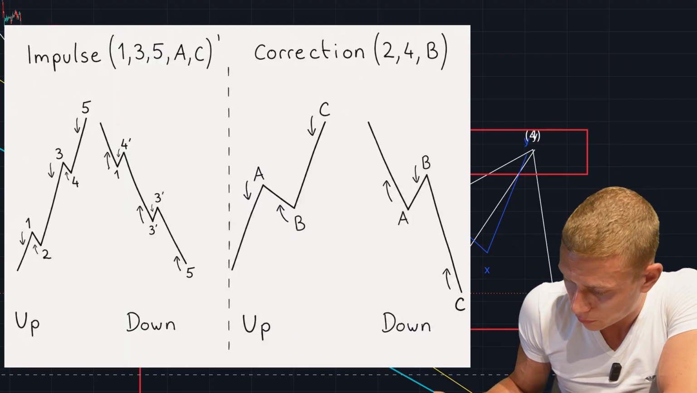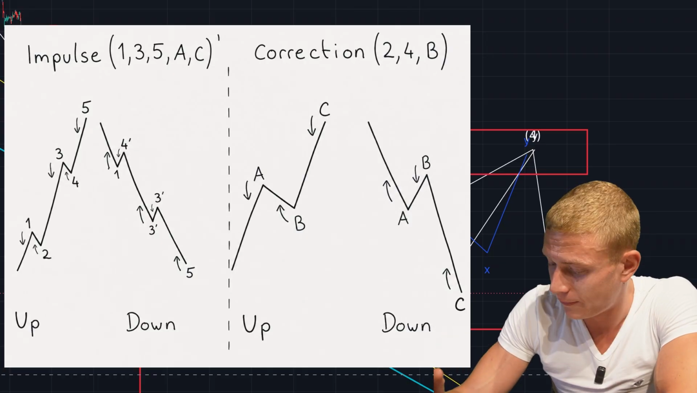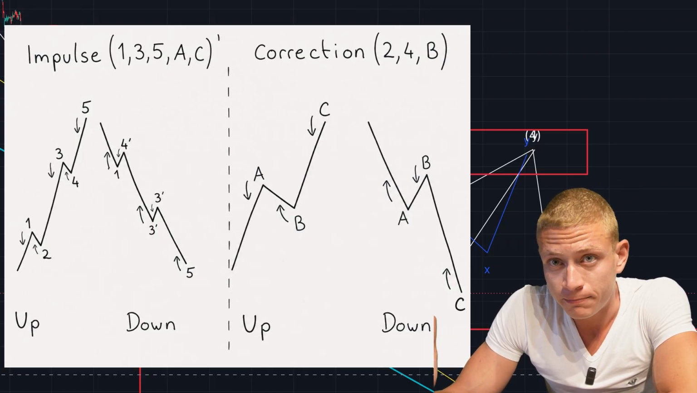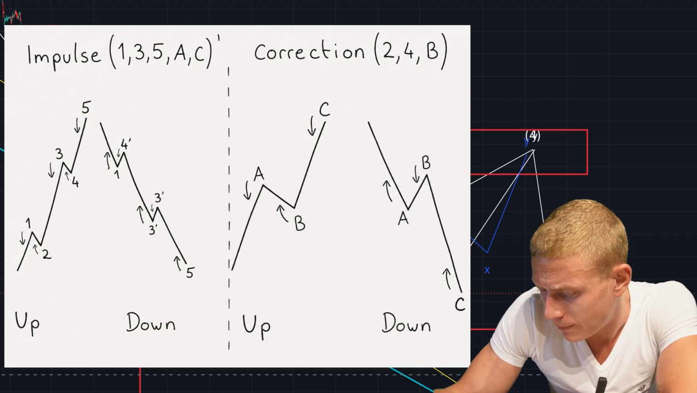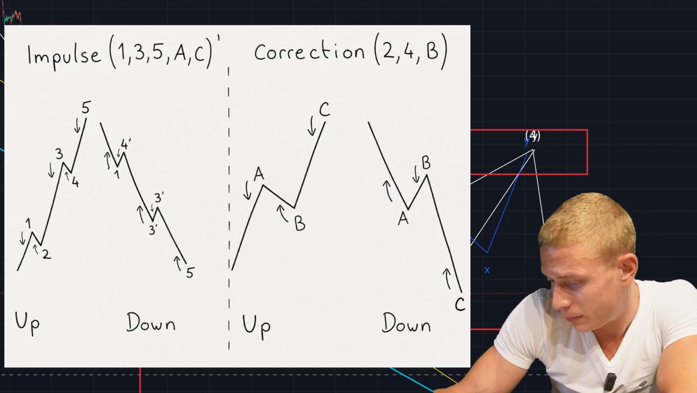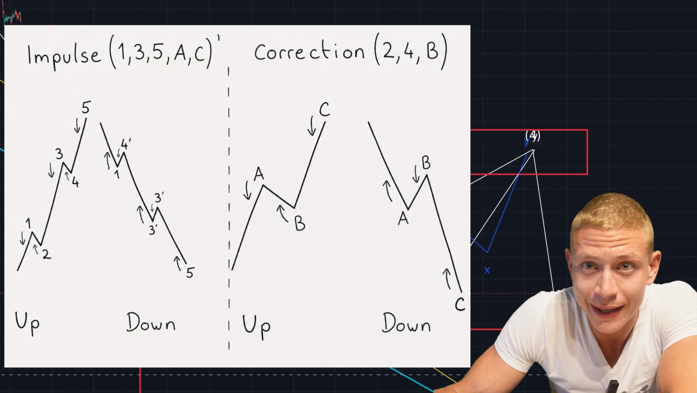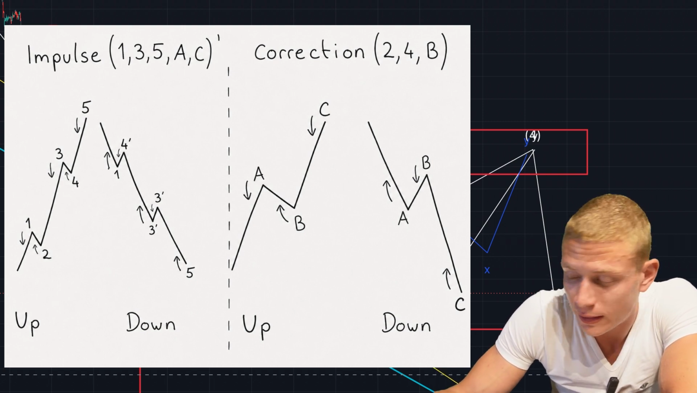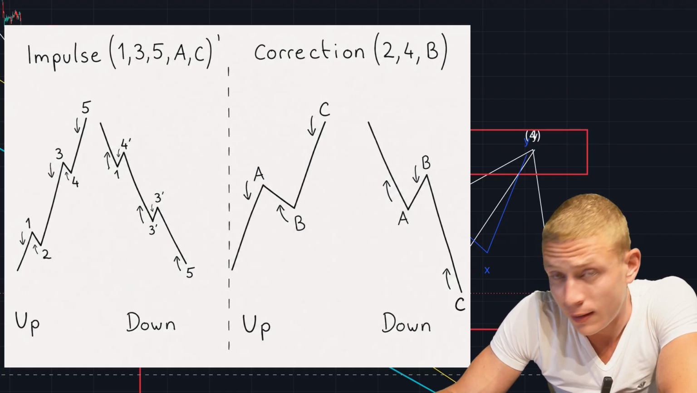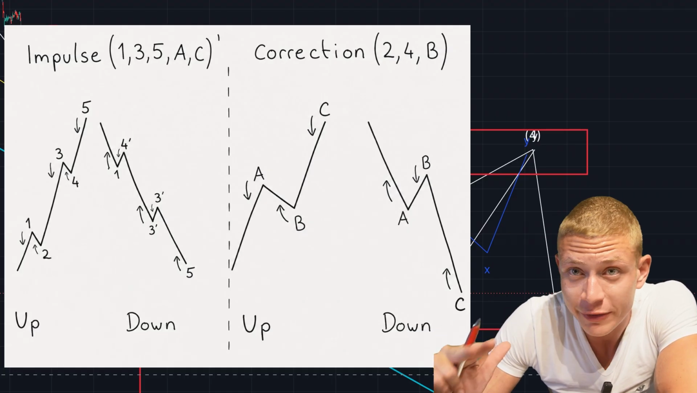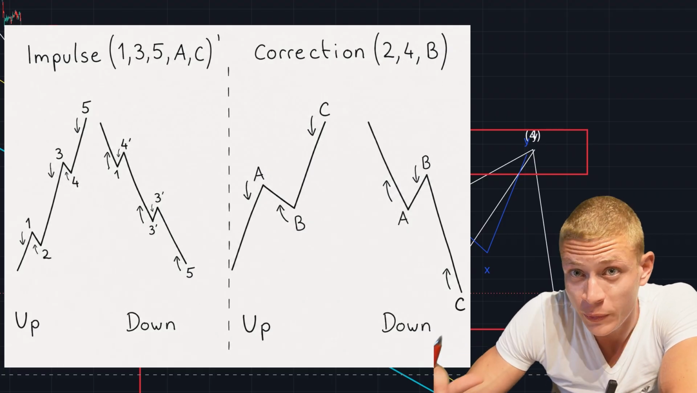First of all, if we're talking here in this video about the difference between an impulse and a correction, I want to show you a graph which I have created, which just shows simple examples of how a possible impulse or how a possible correction can look like. And you can see on the left side there is a perfect example of an impulse which could occur in wave 1, in wave 3, in wave 5, in wave A, and in wave C.